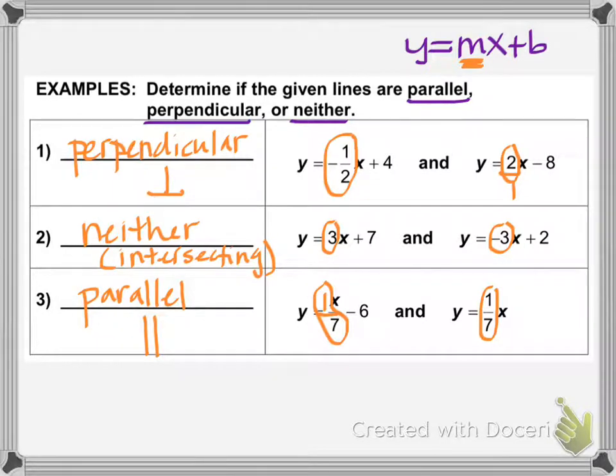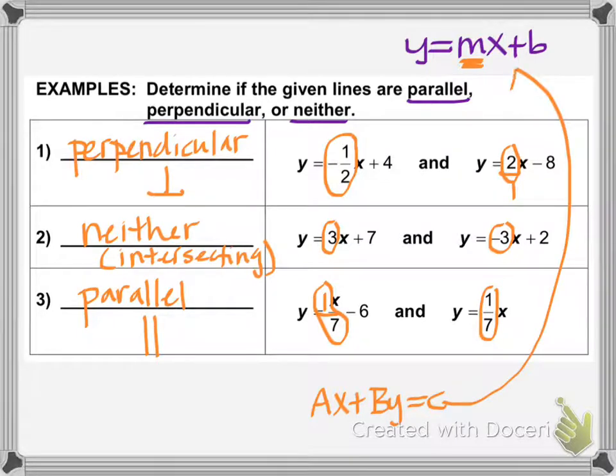So sometimes you'll have to identify from an equation. Now, if the equation is given to you in standard form, we've done some things. We know how to convert that to slope-intercept form so that we can then see the slope. So you'll have to do those 2 steps if the equations are given to you in standard form.